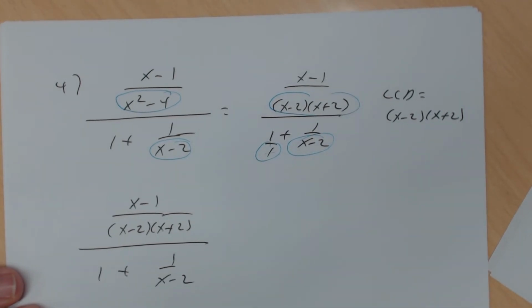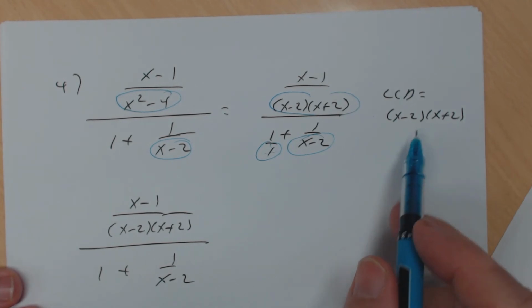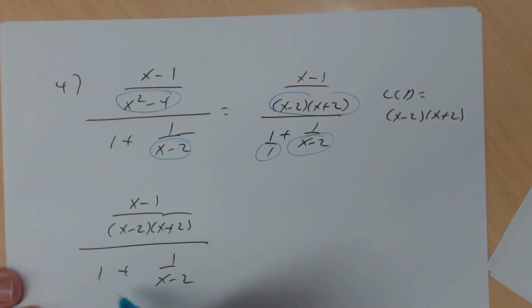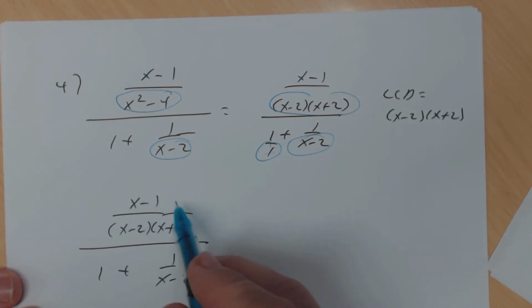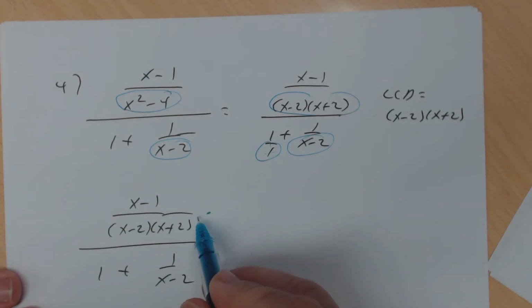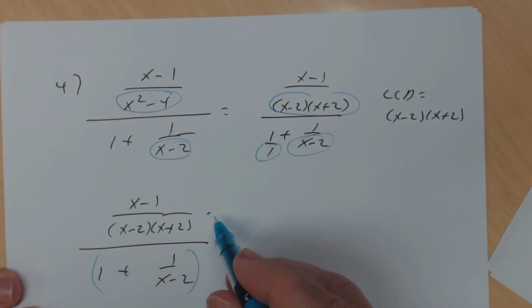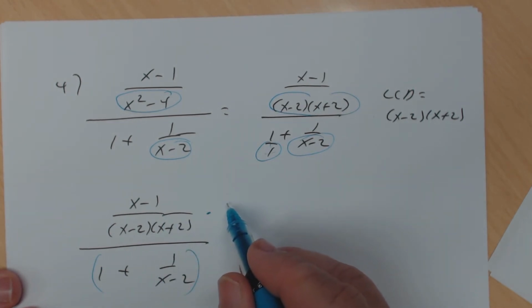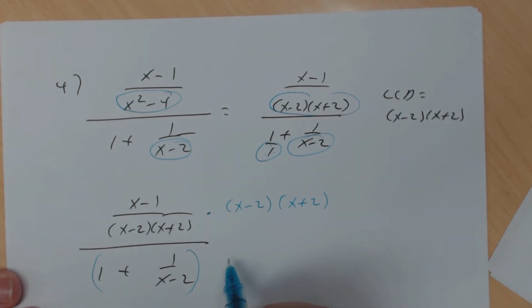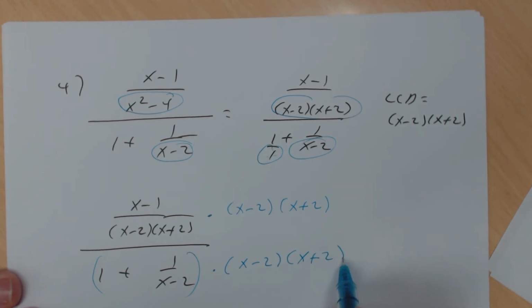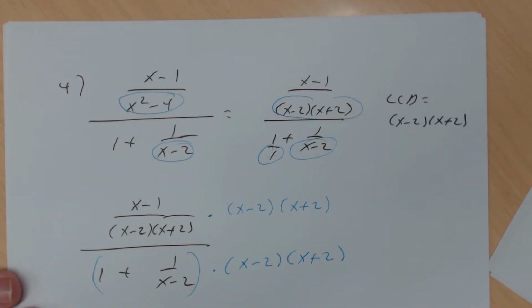Alright. So now, once you find the LCD, remember the next step is to multiply numerator and denominator by the LCD. Now notice this is one rational expression, so I don't need to put that in parentheses. This is 2 though, so that's going to have to be in parentheses. And what I want to do is multiply the numerator by the LCD, just like this. And I want to multiply the denominator by the LCD, just like this.